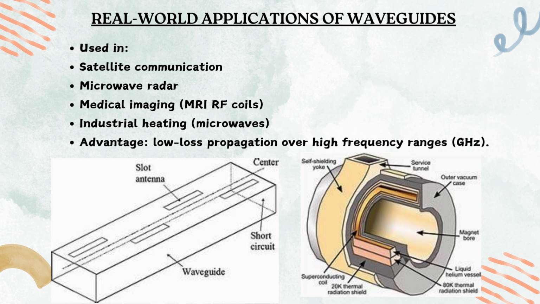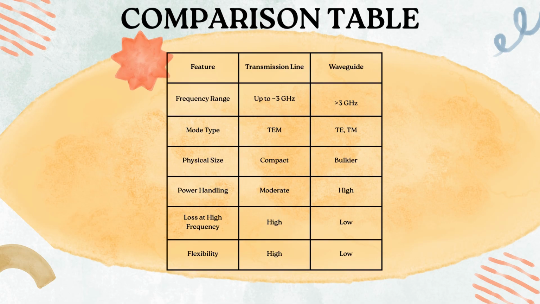So, the next is the comparison of transmission lines versus waveguides. Let's quickly compare them. I'm not going to go through everything. Transmission lines work well for frequencies up to 3 gigahertz and are compact and flexible, but they have higher loss at high frequencies. Waveguides excel at higher frequencies above 3 gigahertz and are more efficient, but are bulky and less flexible. So the choice depends on the frequency and the application of the devices.